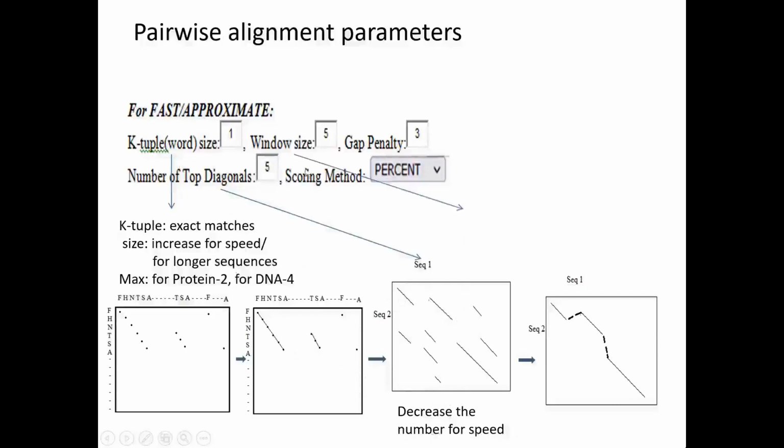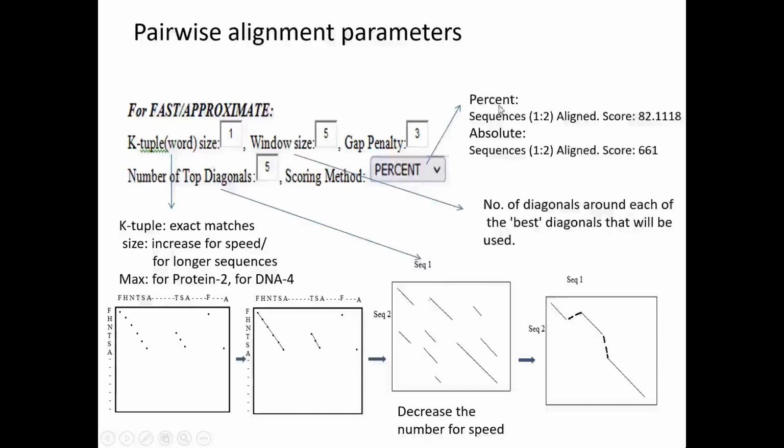Next is window size. Window size is the number of diagonals around each of the best diagonals that will be used. So the number of diagonals is mentioned here. When percent is chosen, the relative percent will be mentioned. It is better to understand it as a percentage. Hence, leave the scoring method as percent.